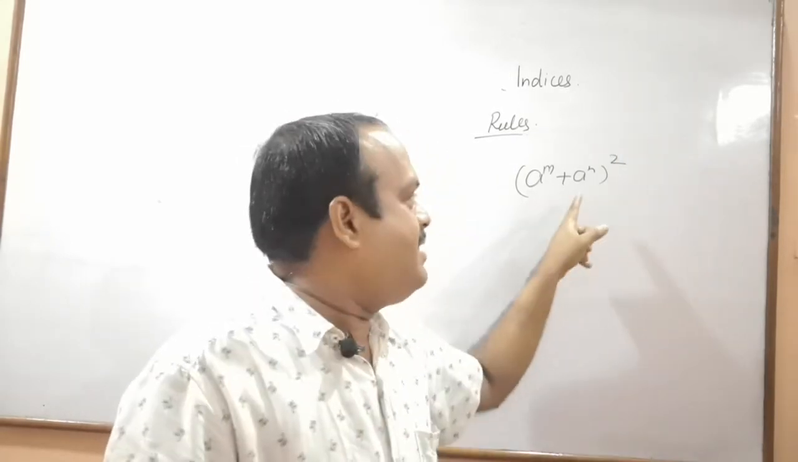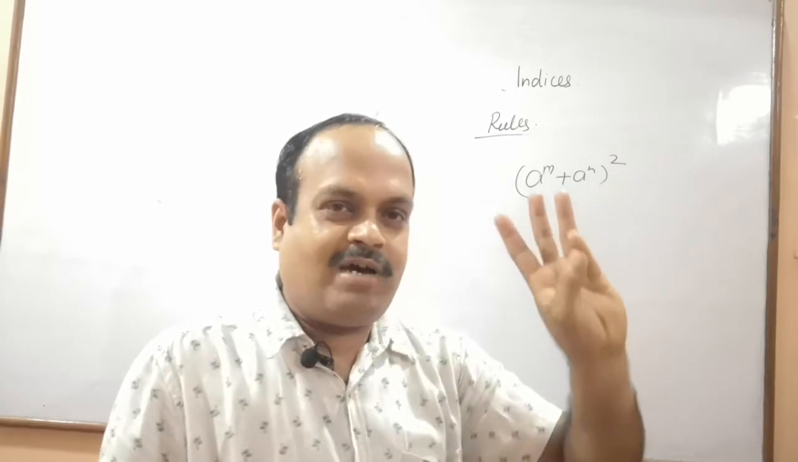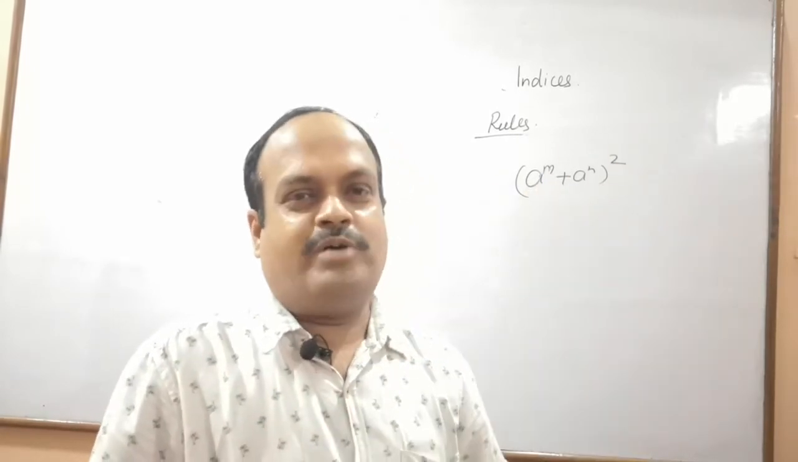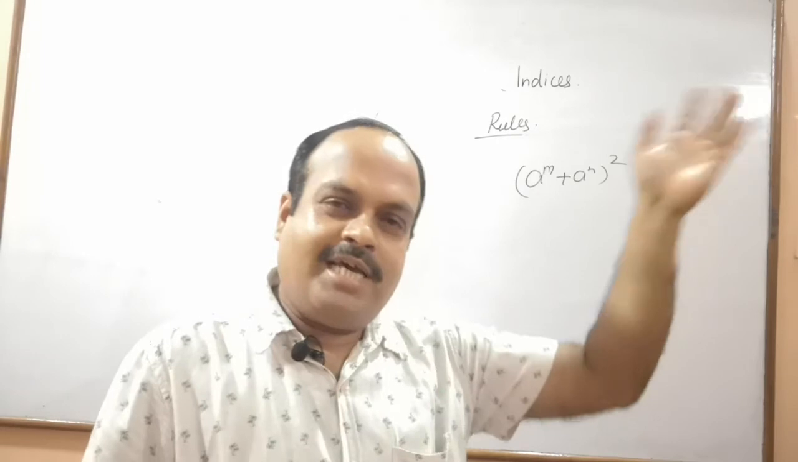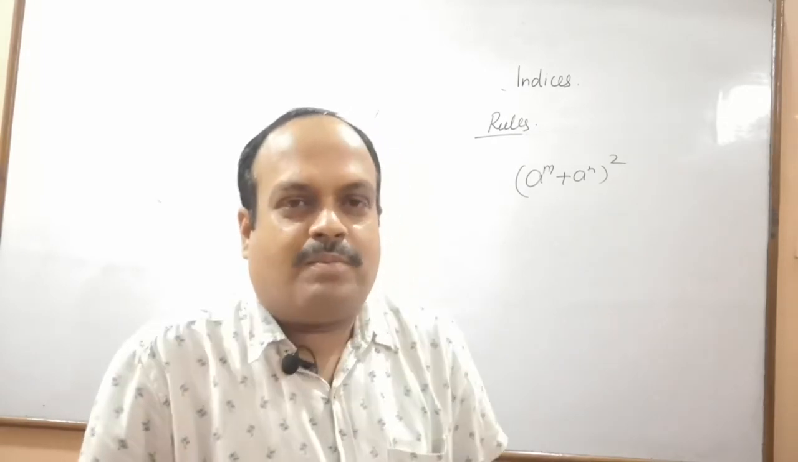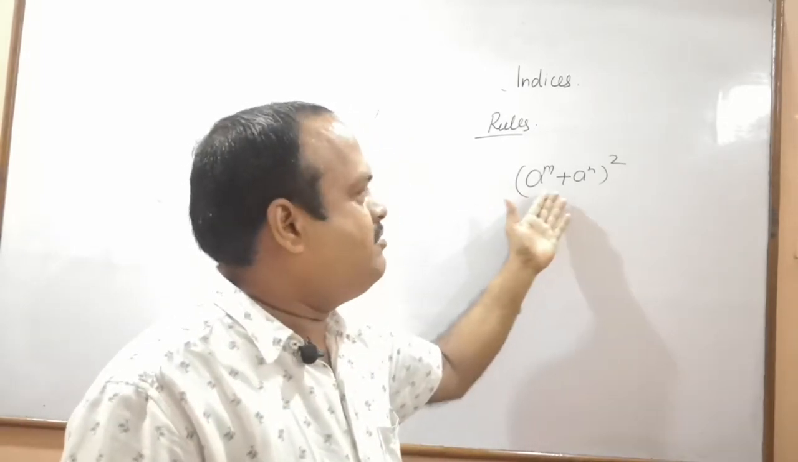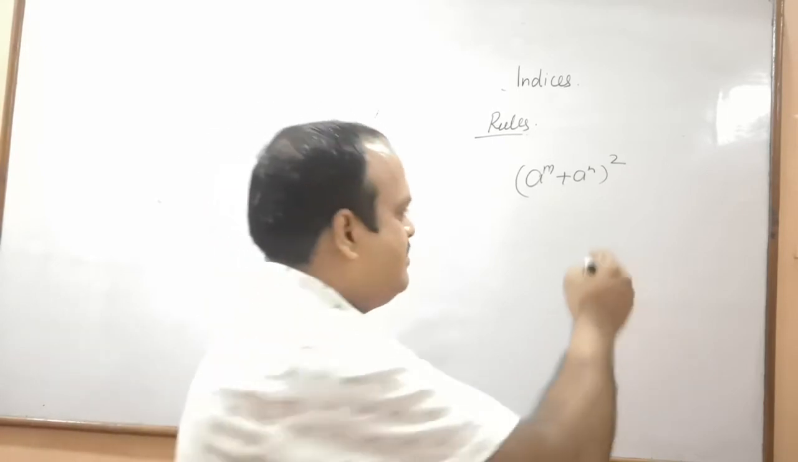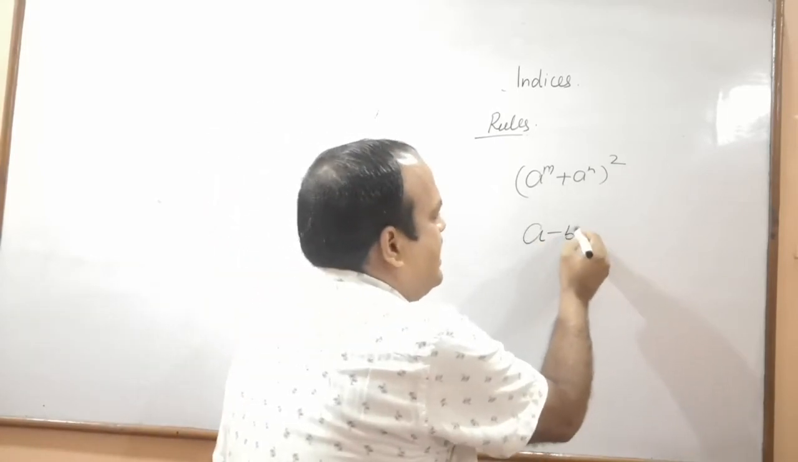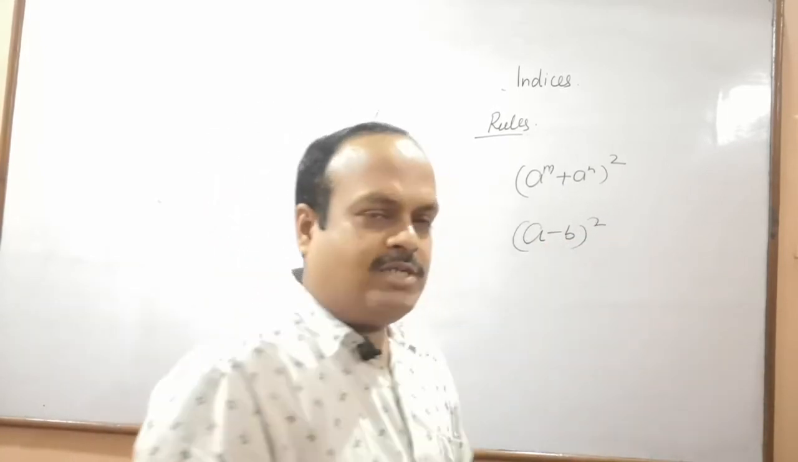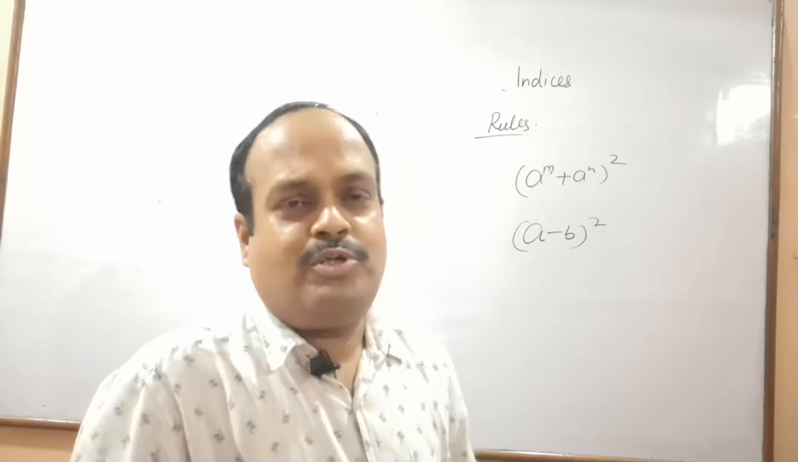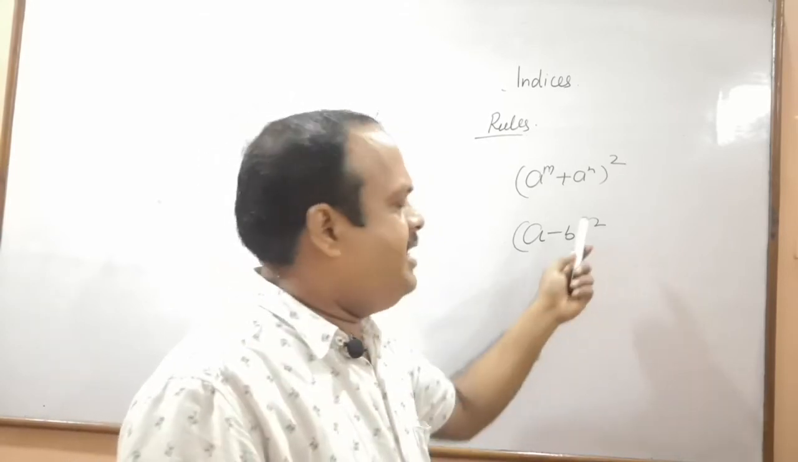A plus b whole square, a square plus b square plus 2ab. Instead of using a square plus b square plus 2ab, some of you say, sir, a to the power 2m plus a to the power 2m. I remember when I asked what a minus b to the power 2 will be, most of you said a square minus b square.